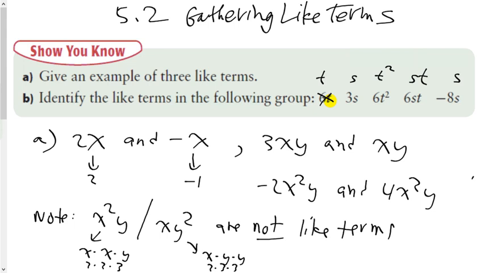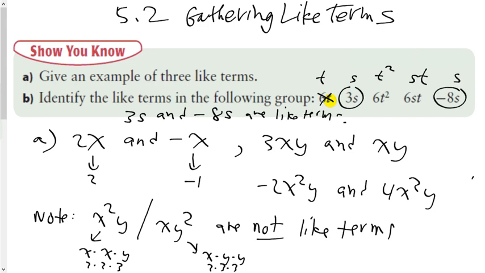Is there any other s's? There's one here, and there's also one here. So what we would say is 3s and negative 8s are like terms. Period. And that's done, and that's done. Is there any other t squares? No. Is there any st's? No. So the only like terms in that entire list were 3s and negative 8s.